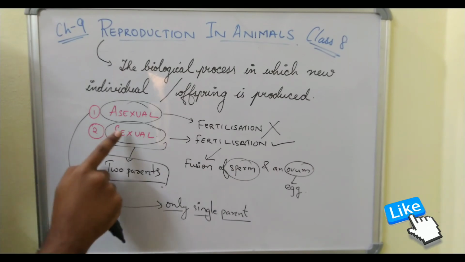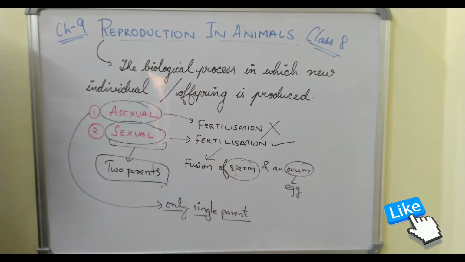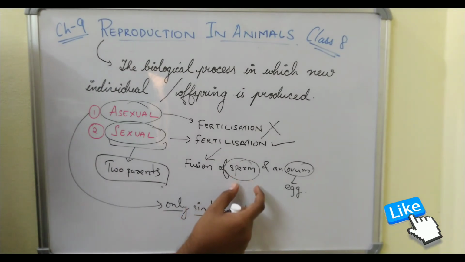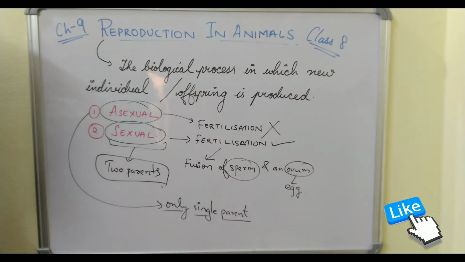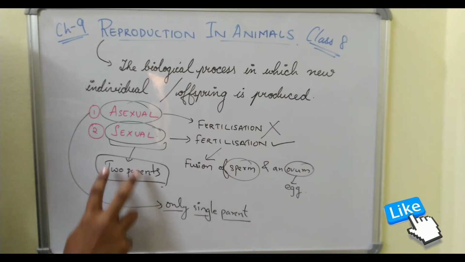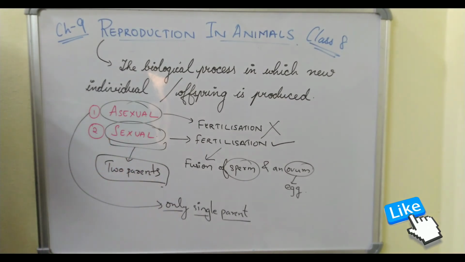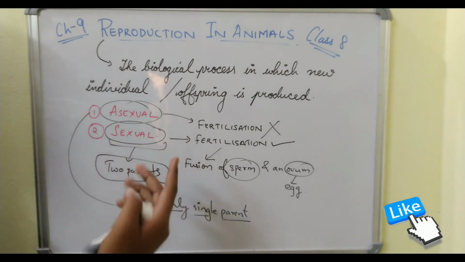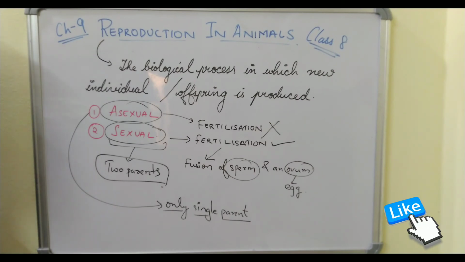Okay, so sexual reproduction involves the process of fertilization, that means the fusion of sperm, or we can say fusion of male gamete and female gamete. In sexual reproduction two parents are involved. In asexual reproduction, only a single parent is involved, and the second difference is that the fertilization process does not happen. So this is the basic difference between asexual and sexual reproduction.